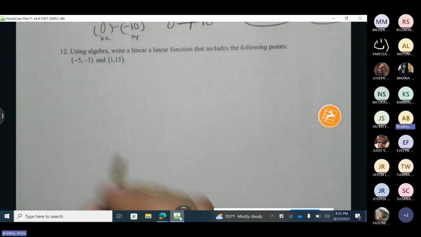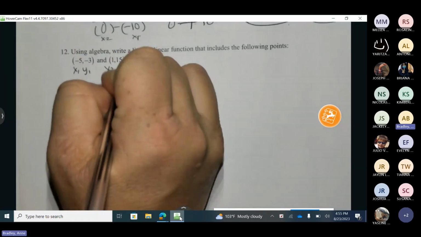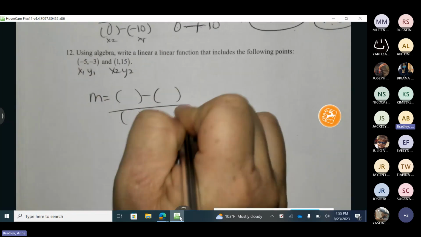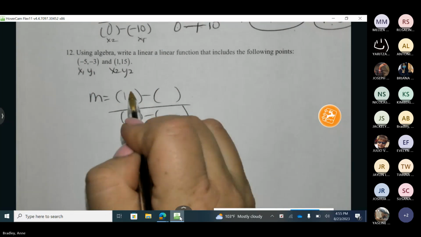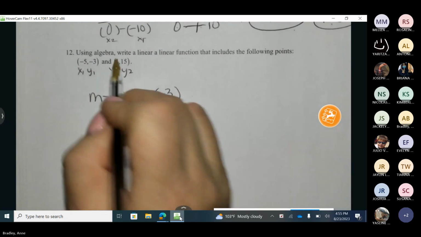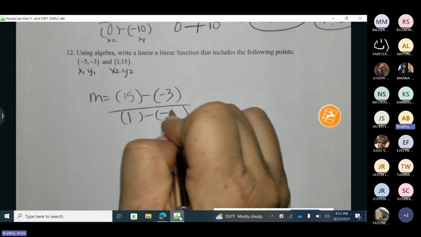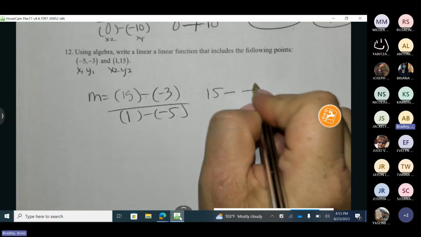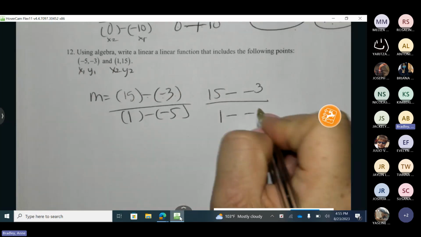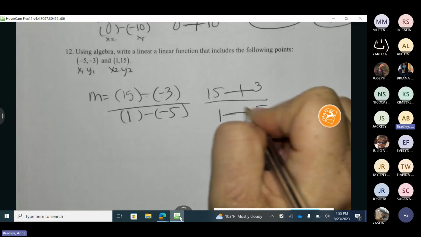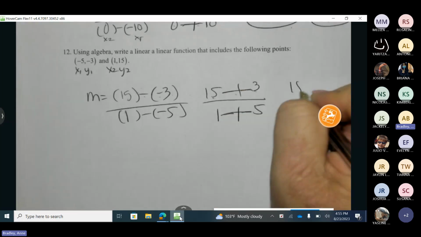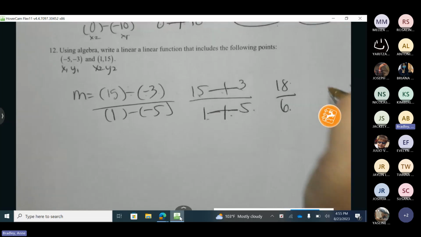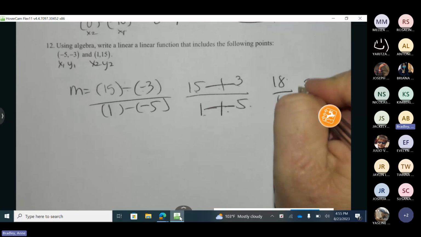Very last problem. Again, x1, y1, x2, y2. Always remember your y's go on first. So y2 minus y1, x2 minus x1. So 15 subtract a negative 3 over 1 subtract negative 5. Double negatives make a positive, and 15 plus 3 is 18. 1 plus 5 is 6. And now what happens if you don't reduce this? You'll still get the right answer. I wouldn't take anything off, but it does reduce down to 3.